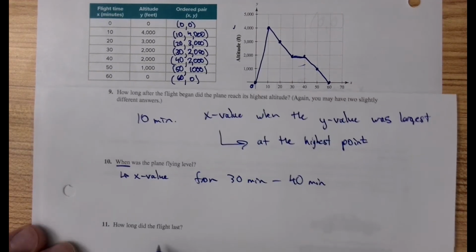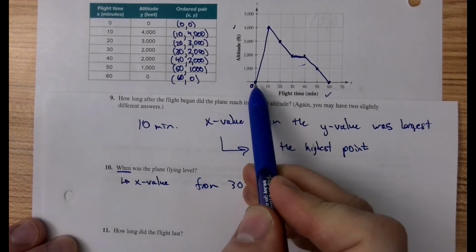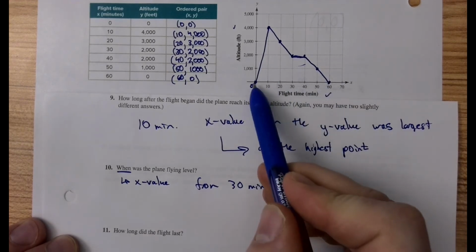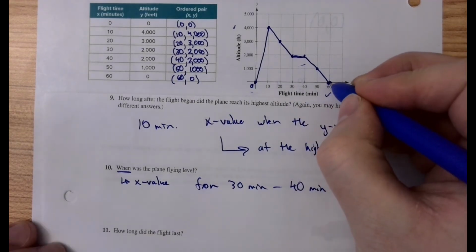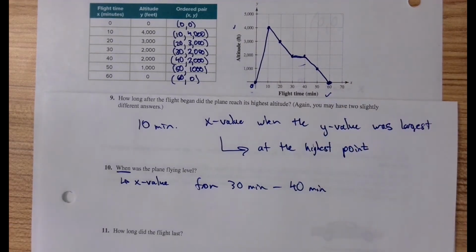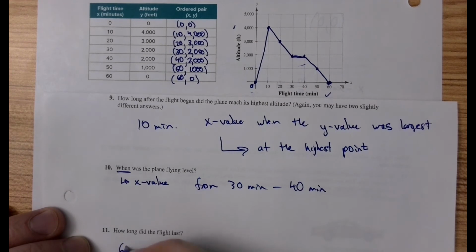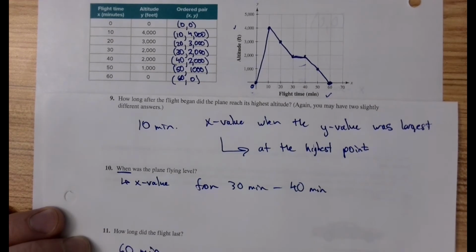And then how long did this flight last? Well, it started at 0 minutes at 0 altitude, ended at 0 altitude. Hopefully you would connect the dots that when the plane has 0 altitude, it's no longer in the air. So the flight has landed. That was a 60-minute flight time.